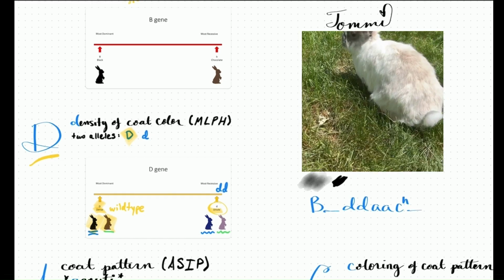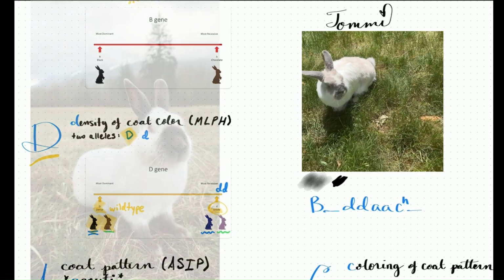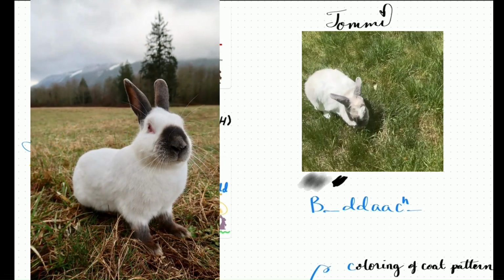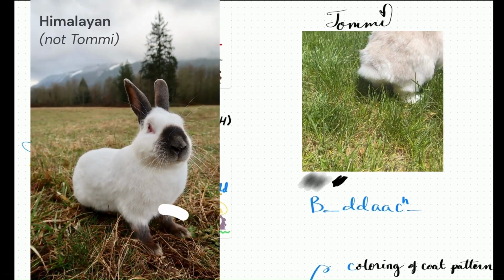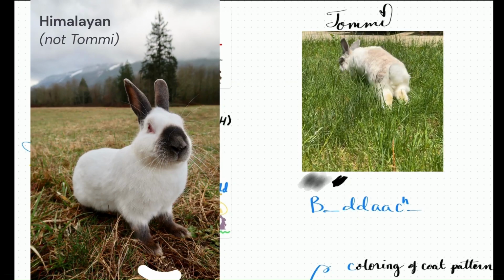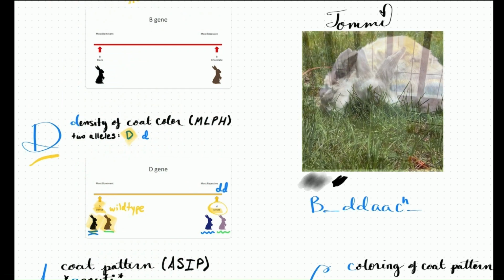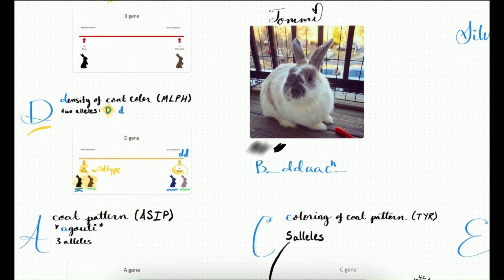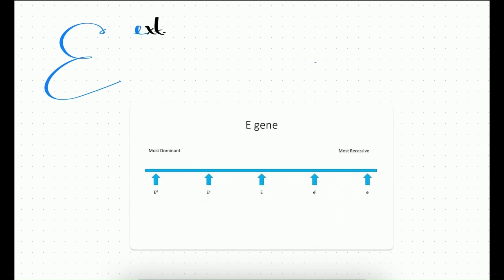But this is a prime example of where we don't always have a full answer, right? Because Tommy does not have dark feet that would perfectly fit the Himalayan phenotype. But we can assume that there is some influence from this gene given the rest of her phenotype. So now let's look at the E gene, which controls the extension of dark pigment on the hair shafts.